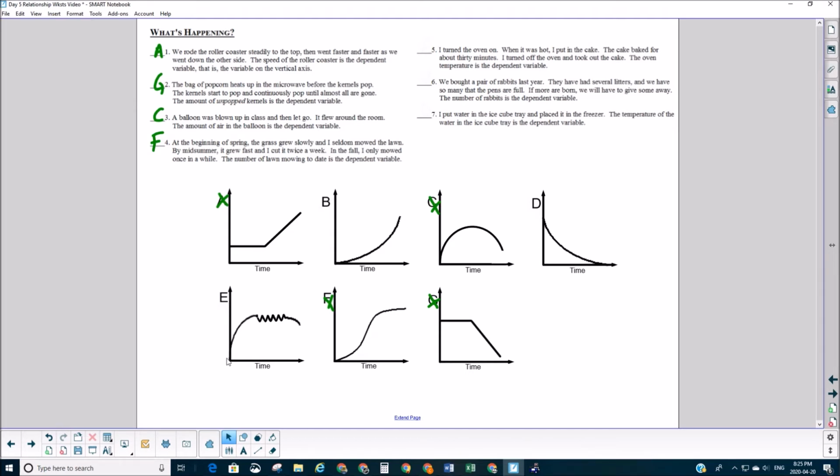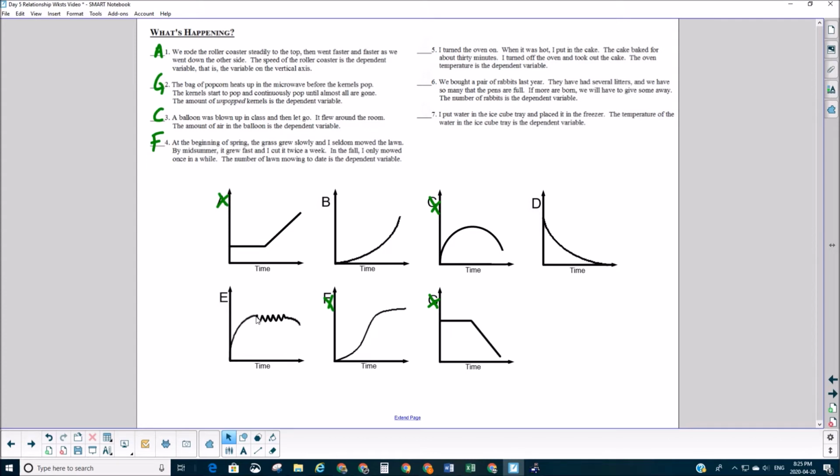But let's talk about E. E suggests that it warms up to a temperature and then it cools down and warms up, cools down and warms up, over and over. And in fact, if you actually paid attention to how an oven works, this is exactly what an oven does. An oven turns on to a certain temperature, let's say 400 degrees Fahrenheit.